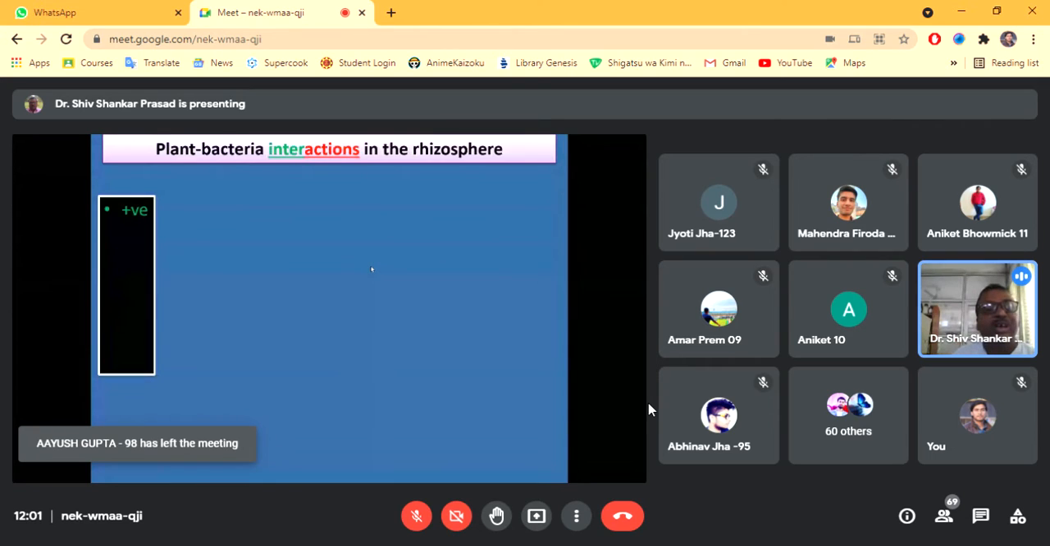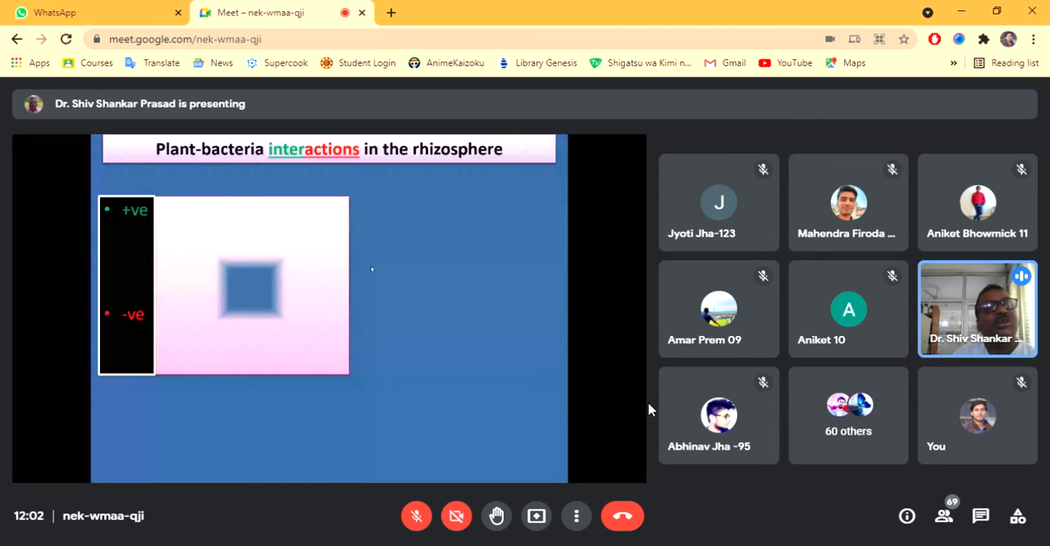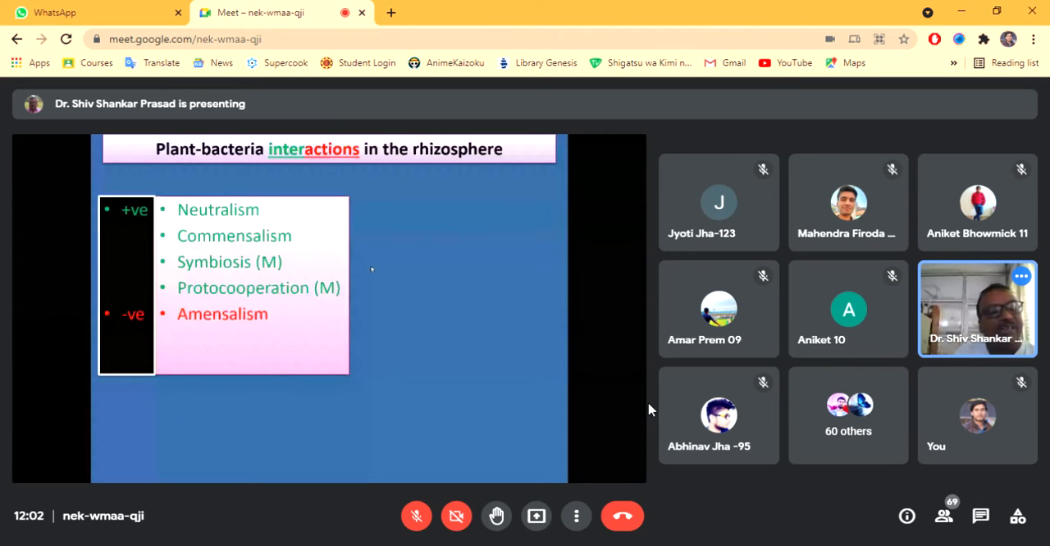These interactions may be classified into two groups. One is positive, where the overall impact of the interaction is positive, whereas the other is the negative interactions, where the impacts are negative. Okay, so neutralism, commensalism, symbiosis, protocooperation, these four interactions are well known in the soil, which have certain positive impacts, whereas amensalism, competition, parasitism, and predation have negative impact.